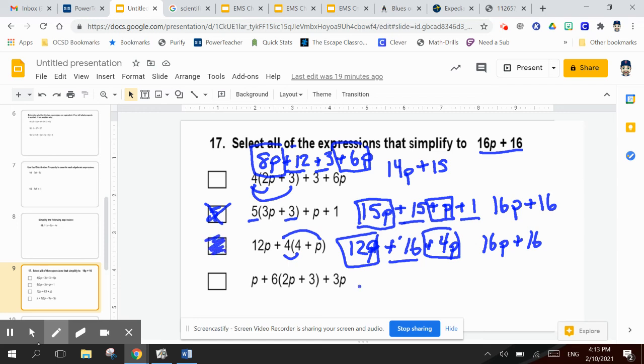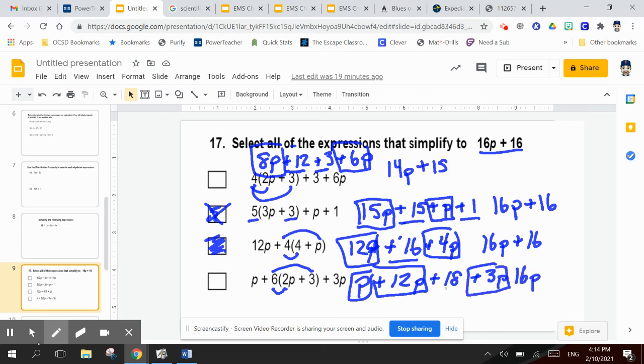The last one, we have p plus 6 times 2p is 12p. 6 times 3 is 18, so I have plus 18. Plus 3p. 1p plus 12p's is 13p. 13p plus 3p is 16p plus 18. 18 is not 16, so that is not equal.